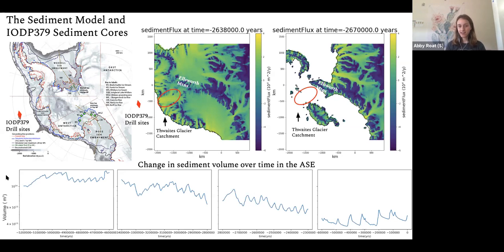Obviously, that along with specific catchment work can and hopefully will be expanded upon as we get more robust results from the sediment cores, and then also maybe do more specific model runs or more specific analysis of the sediment flux from these model runs. That's all.